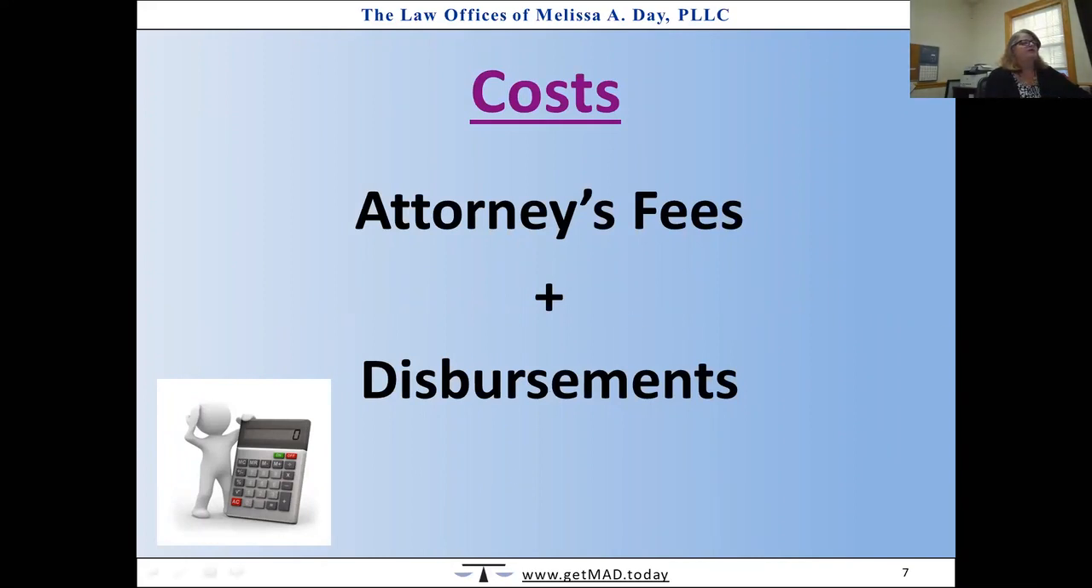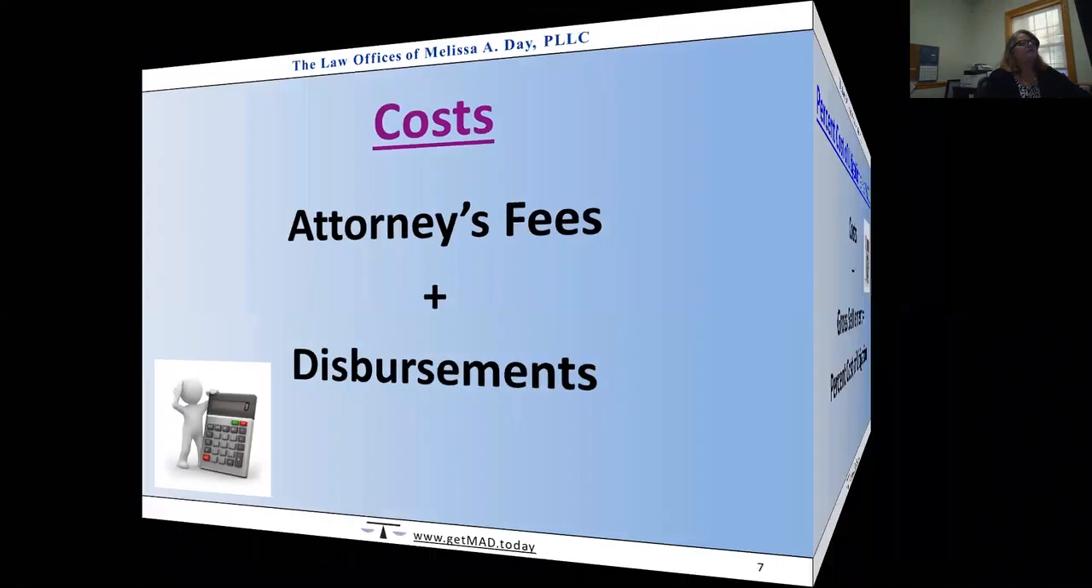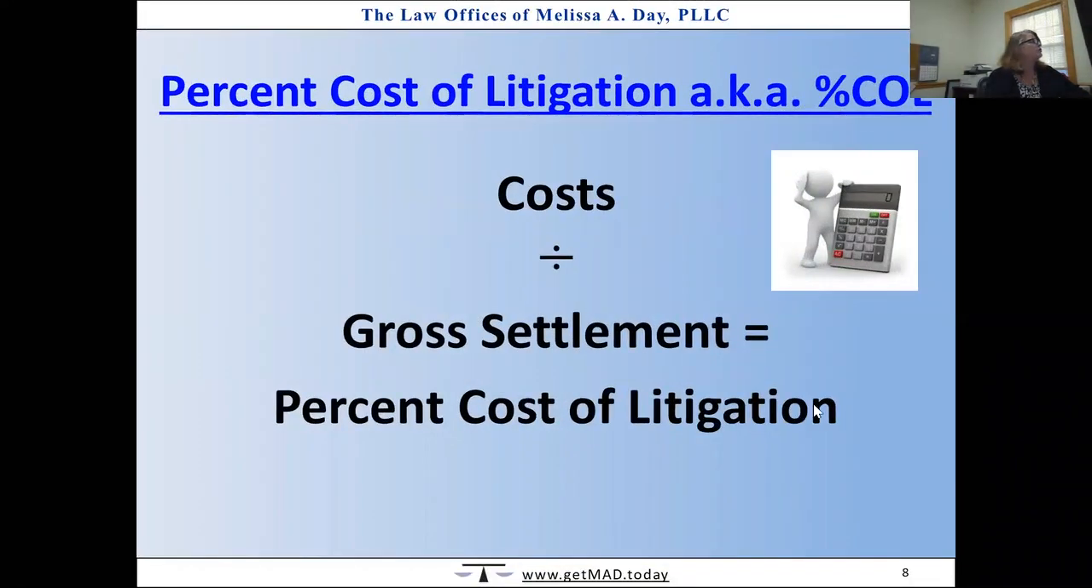So after we determine the total costs on the file, which are attorney's fees plus disbursements, to figure out the percent cost of litigation, you're going to divide the costs by the gross amount of the settlement. That will give you the fraction of what the costs represent versus the entire settlement. So let's take a look at an example.